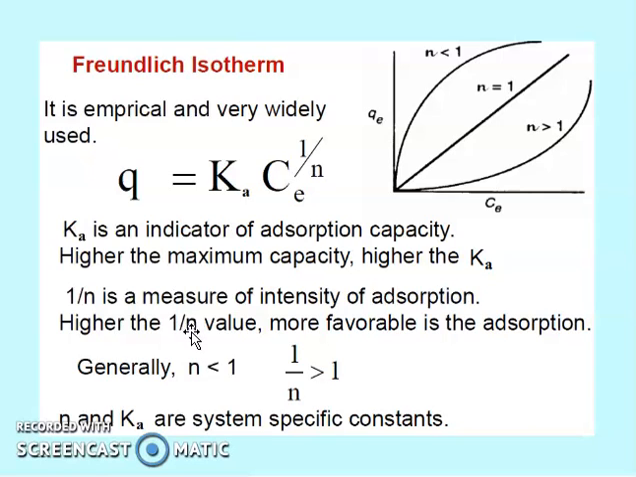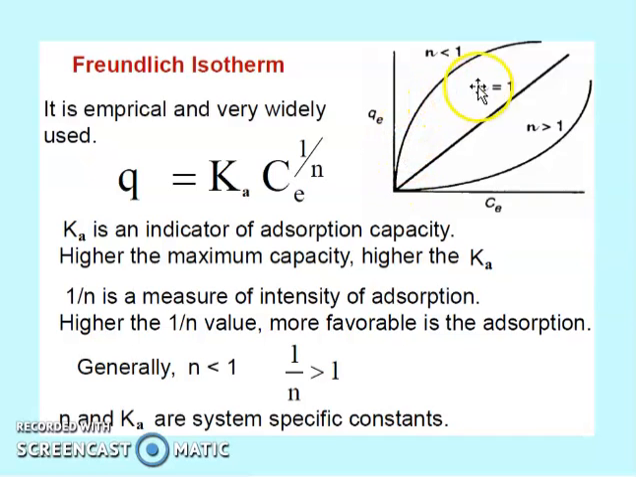If 1 over n is more than 1, then n should be less than 1. Here, if n is less than 1 or 1 over n is more than 1, then C will have a high value. Consequently, there is a high affinity between adsorbent and adsorbate. If n equals 1, then you will have a constant relation or C shape.